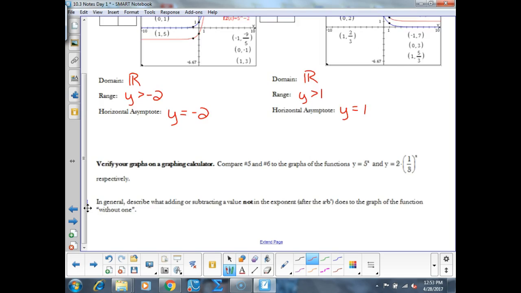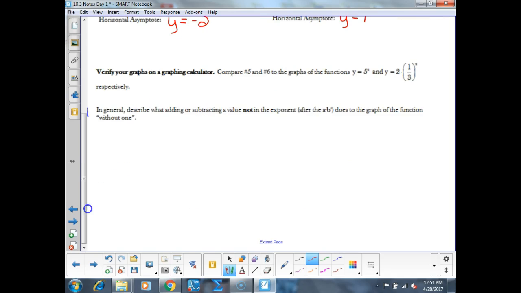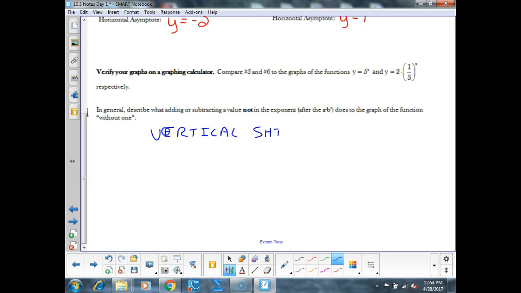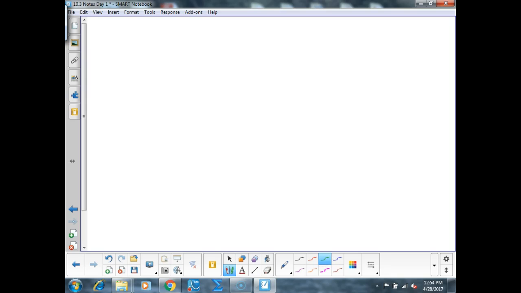In general, what happens with that is it becomes a vertical shift. And for this one, we think normal. If it's positive, it goes up. If it's negative, it goes down. And that is it.